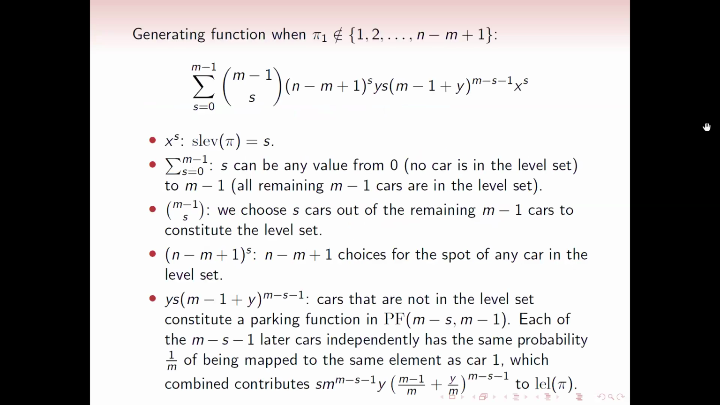All right, so now let's look at the second case. If the first car's preference is not in 1 through n minus n plus 1, then still we have x to the s because that's the level set statistic. And now the sum starts from 0 to n minus 1 because it could be that none of the remaining cars. So n minus 1 choose s means you choose s cars out of n minus 1 cars, and then here it's n minus n plus 1 choices for this spot of the car.